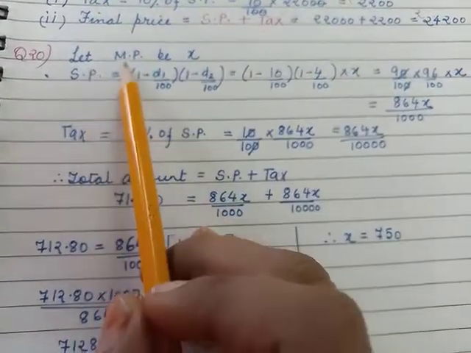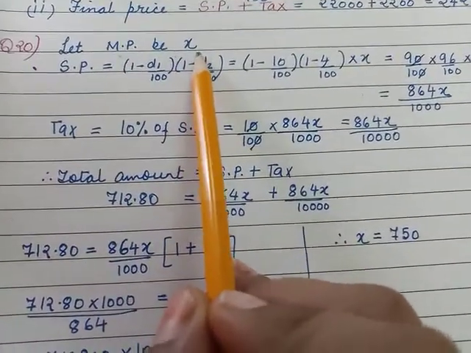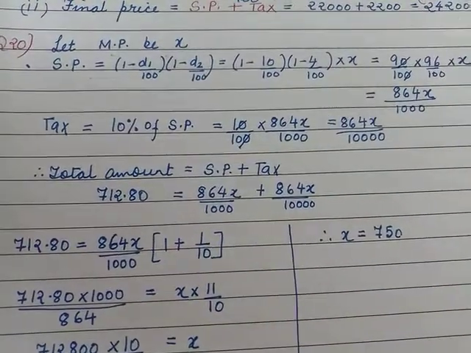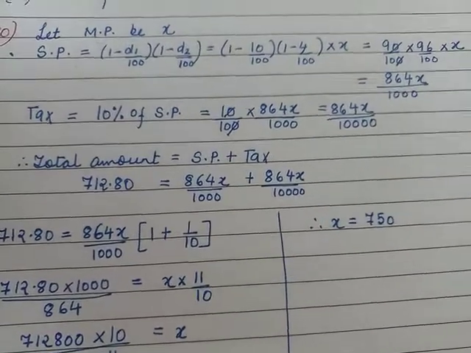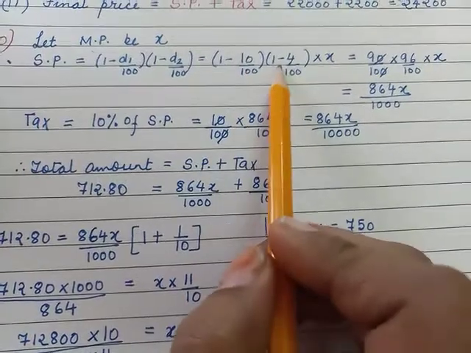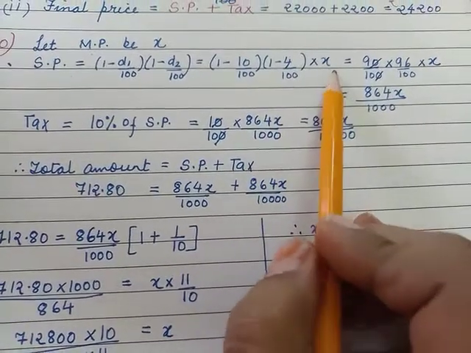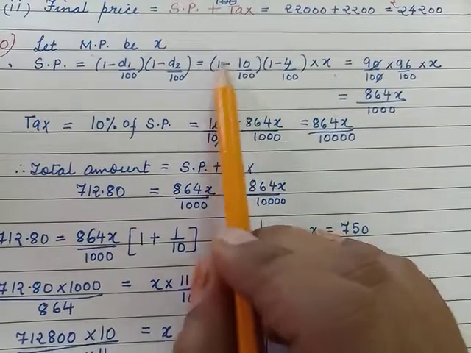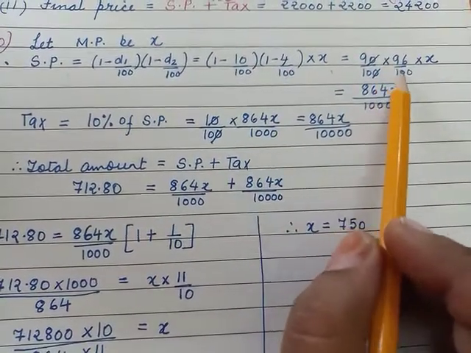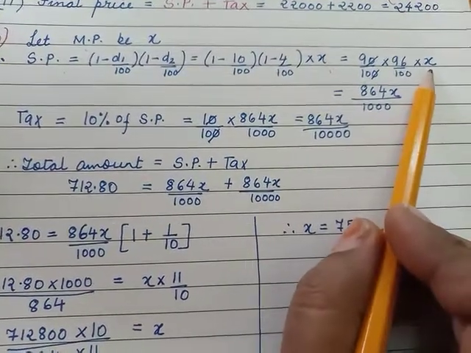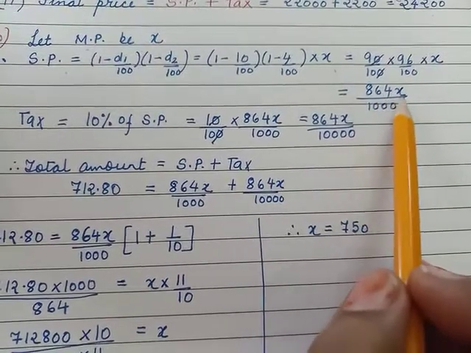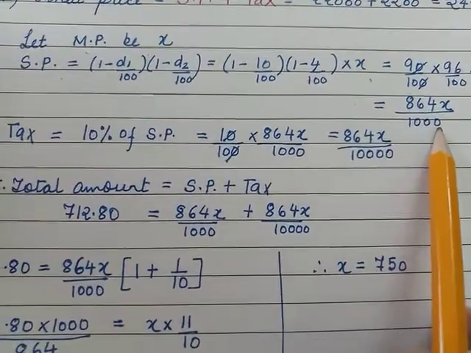So I let that mark price be x. Selling price is (1 minus first discount percent upon 100) into (1 minus second discount percent upon 100) into mark price. So I write (1 minus 10 upon 100) into (1 minus 4 upon 100) into x. 100 minus 10 will give you 90 by 100, 100 minus 4 will give you 96 by 100, into x. Okay, now when we calculate it, it becomes 864x by 1000.